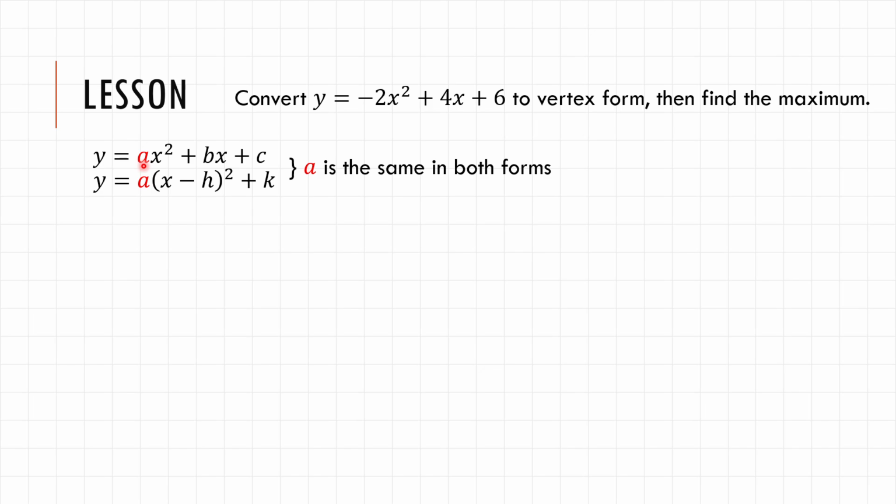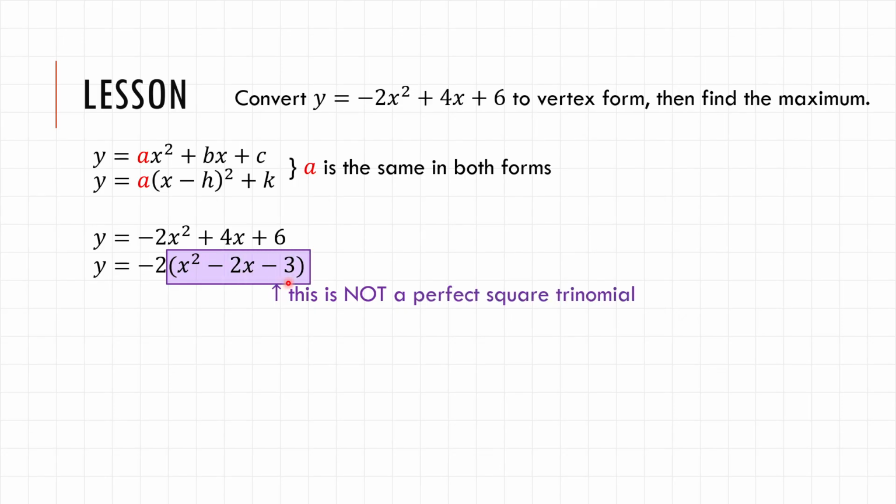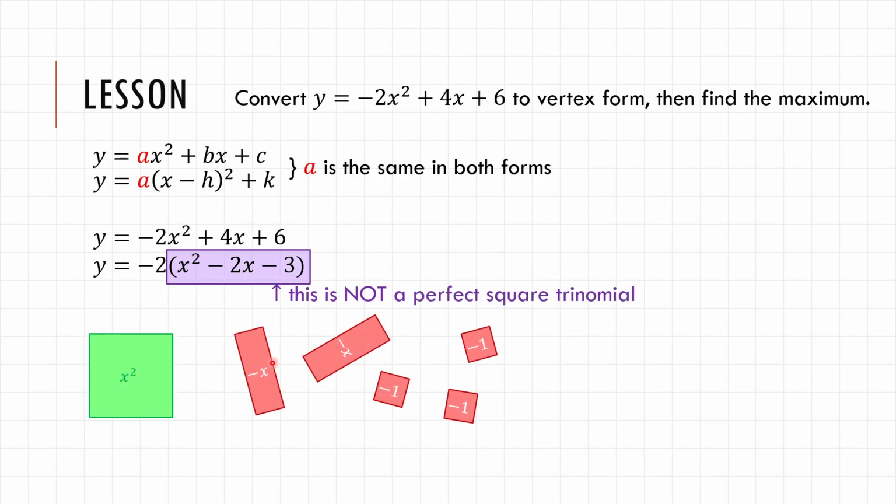So the first thing I'm going to do is take my quadratic and divide it by, sorry, I said 2, I meant -2. I'm going to divide all three of these terms by -2 because that's the greatest common factor. And now I have a trinomial. The problem is this is not a perfect square trinomial. This is x squared minus 2x, so 2 negative x tiles, minus 3, so 3 negative 1 tiles.